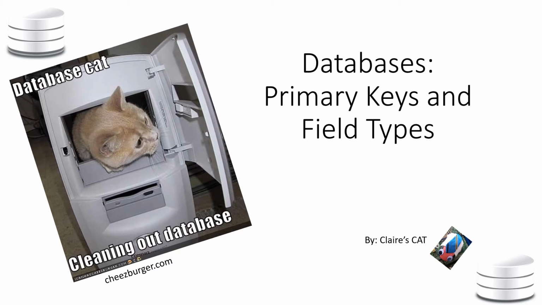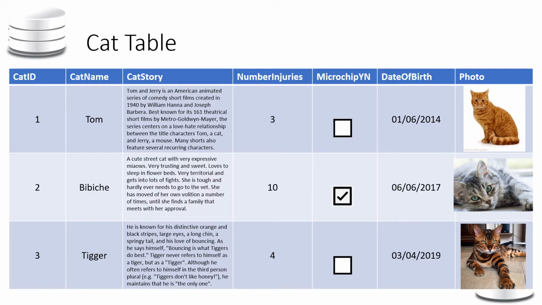Today we're going to talk some more about databases and we're going to talk about primary keys and field types. So I've given you a cat table today. We have the cat ID, the cat's name, the cat's story, the number of injuries, and whether they have a microchip. It's a yes/no field, their date of birth, and a photo.